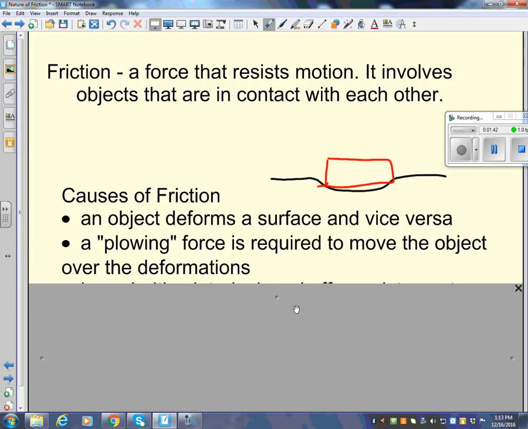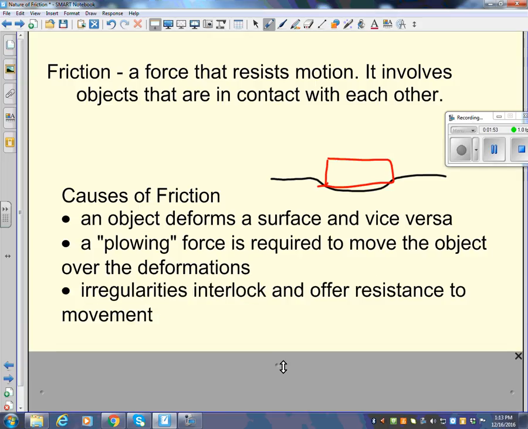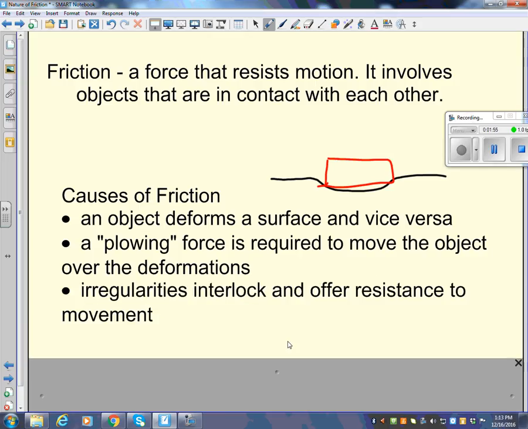And again, not a lot of this is important. I'm just laying the groundwork here. I'm not going to ask you what kind of force is required to move the object over deformations. I'm not going to ask that. They believe that irregularities interlock and offer resistance to movement.